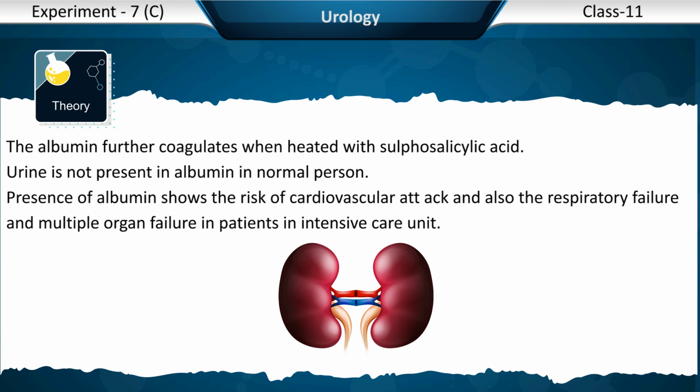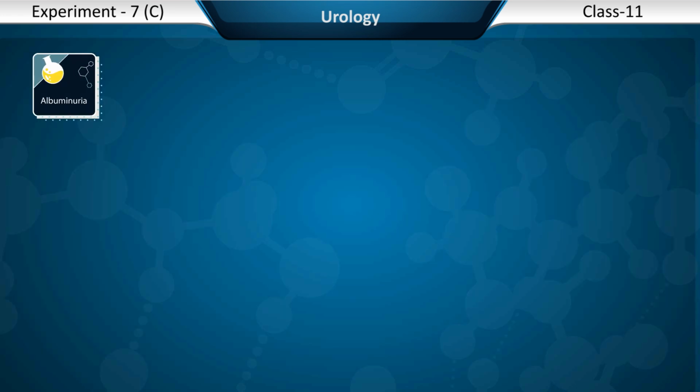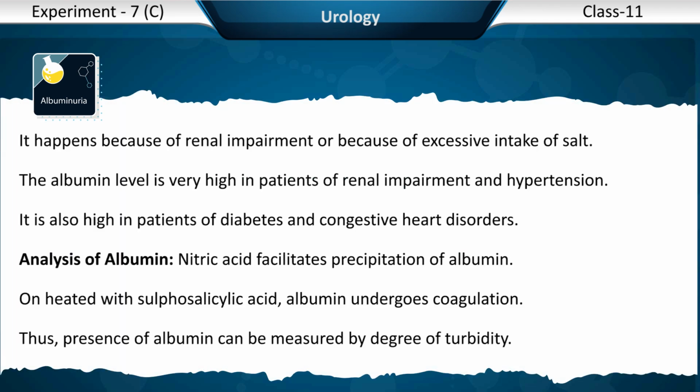in intensive care unit. Albuminuria happens because of renal impairment or because of excessive intake of salt. The albumin level is very high in patients of renal impairment and hypertension. It is also high in patients of diabetes and congestive heart disorders.